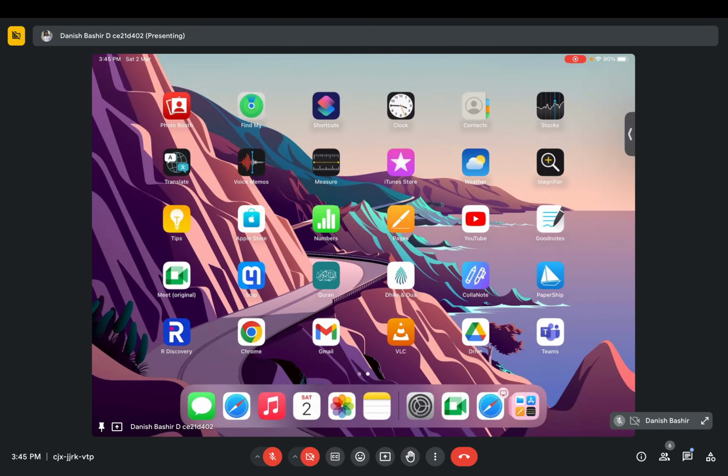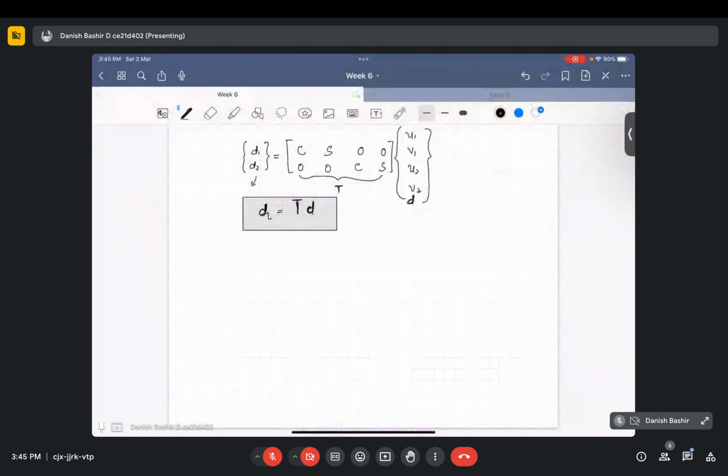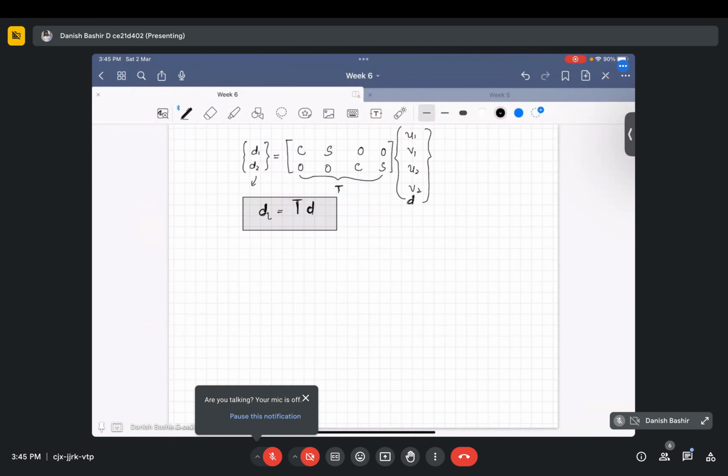Sorry for the interruption. So D local is equal to the transformation matrix T multiplied by the global displacements.